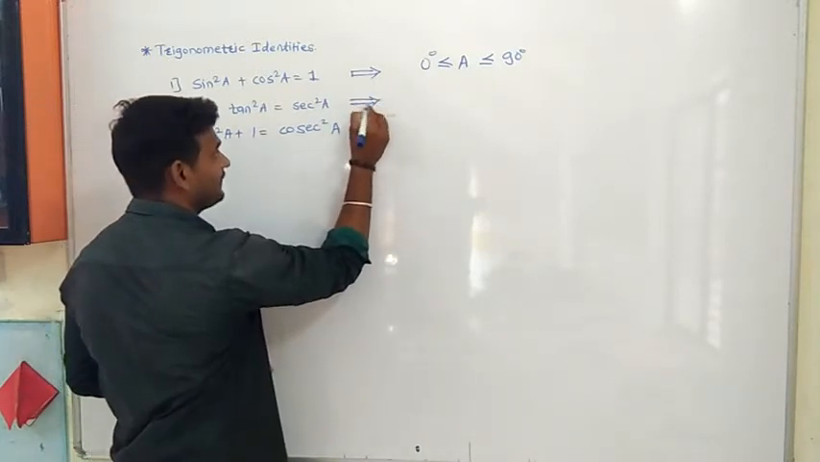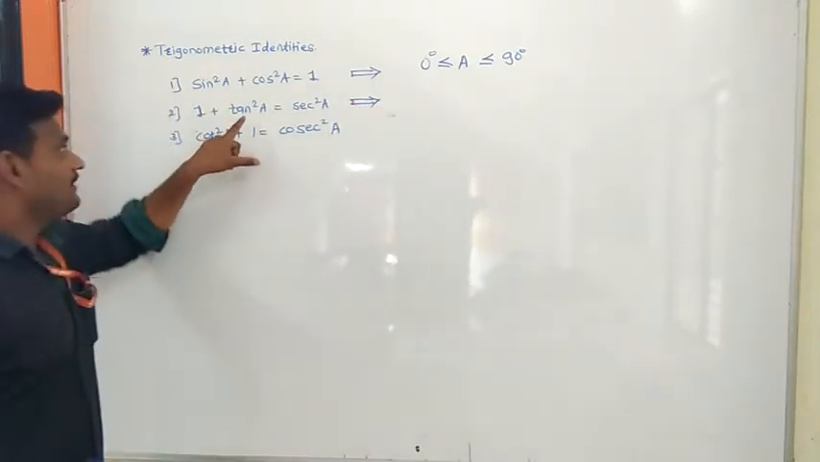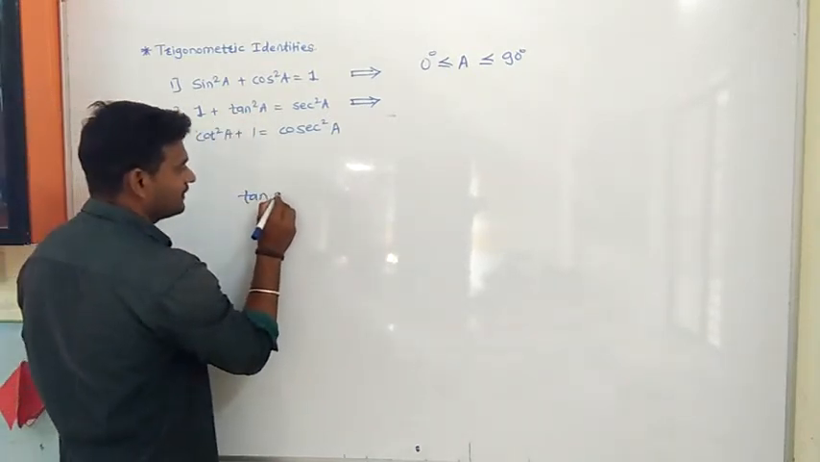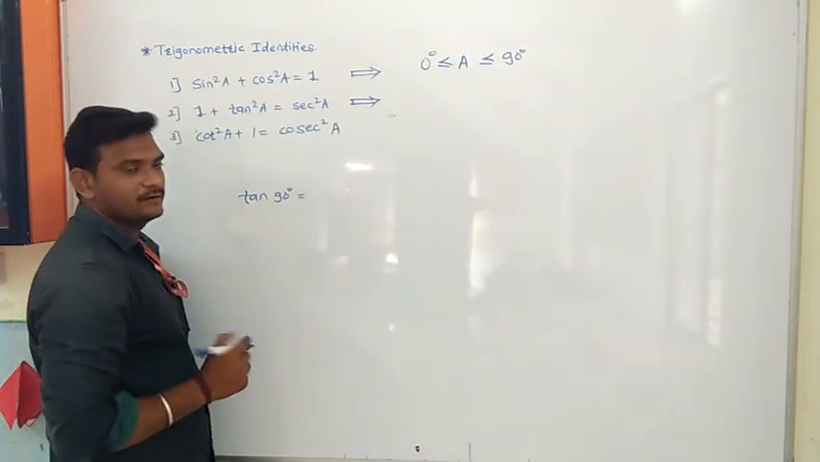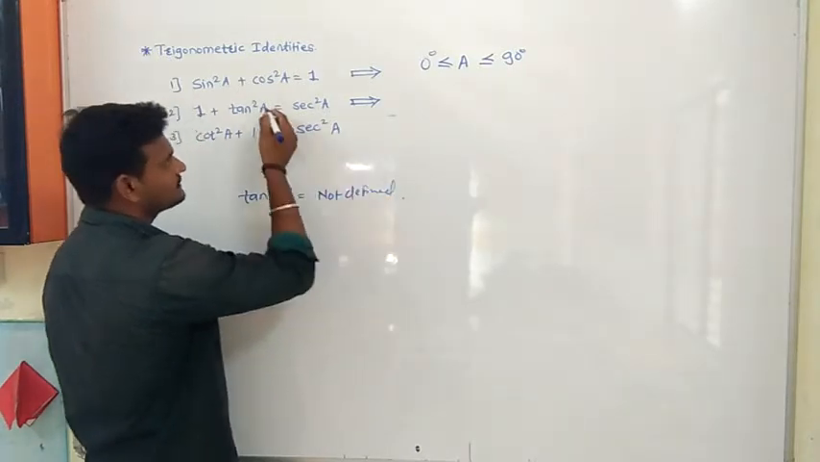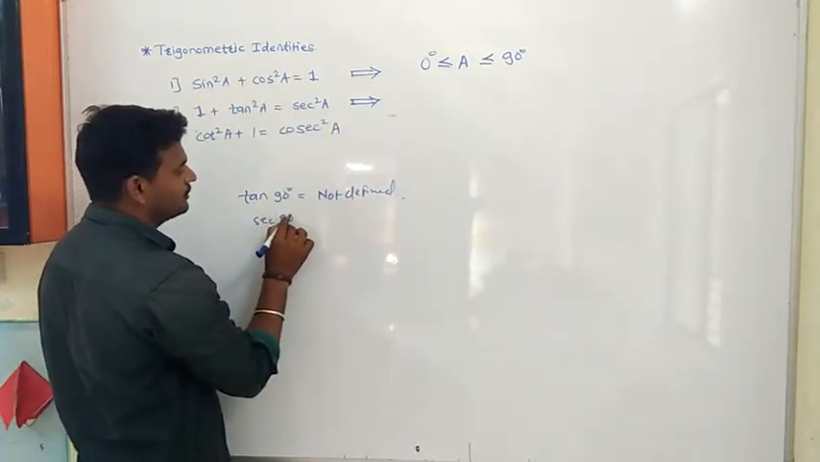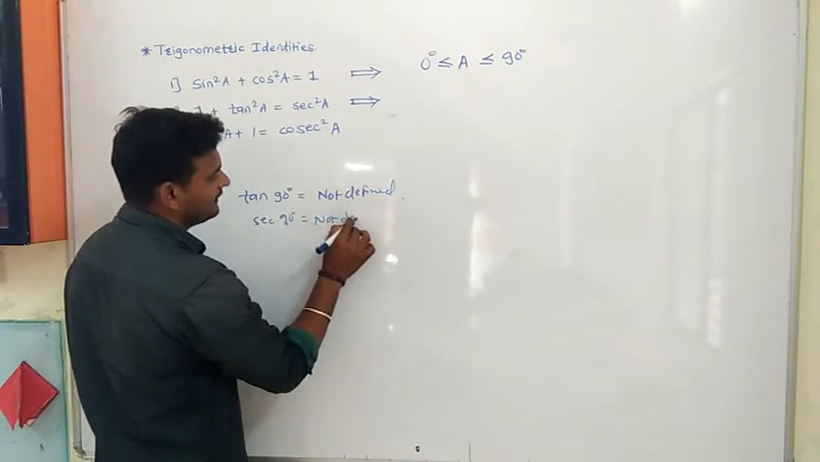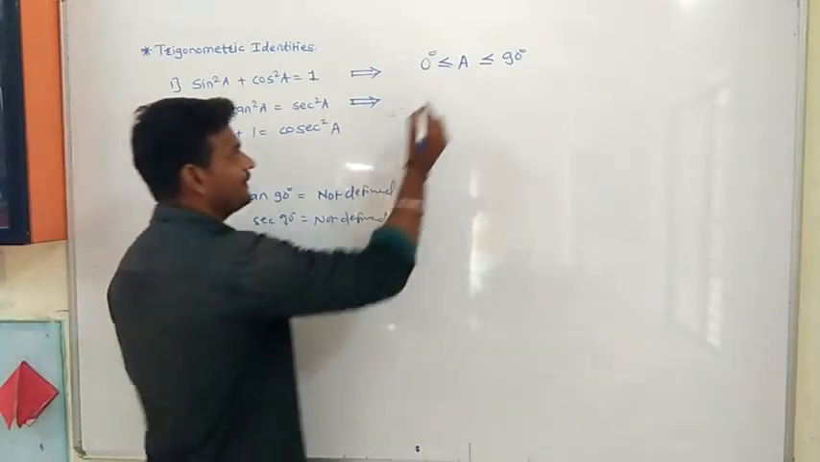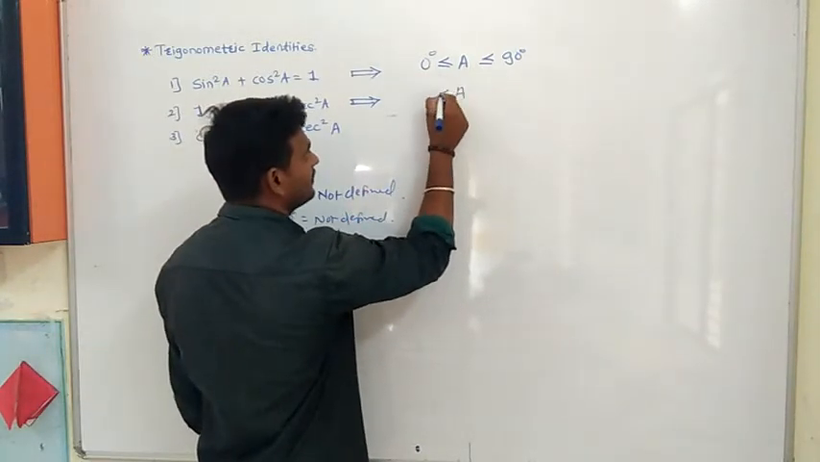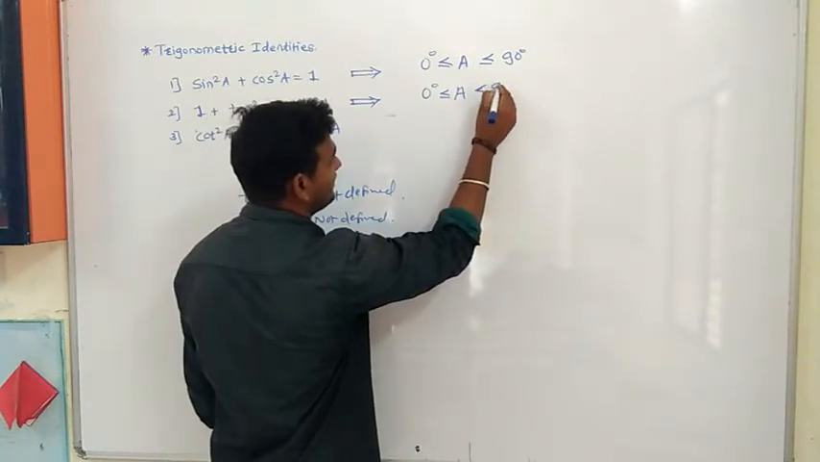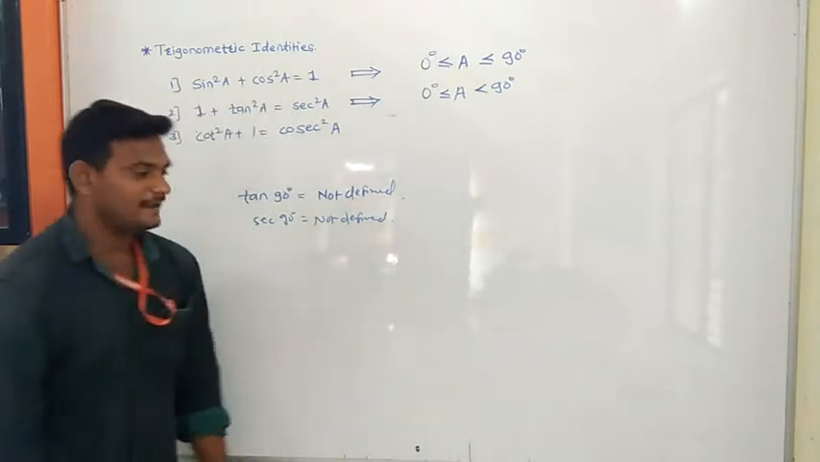Now see here, the second trigonometric identity. If the angle is 90 degree, can we find the value of tan 90 degree? No, because tan 90 degree is not defined, and sec 90 is also not defined. We cannot find the value if the angle is 90 degree. Therefore here angle A lies between 0 degree and it should be less than 90 degree.